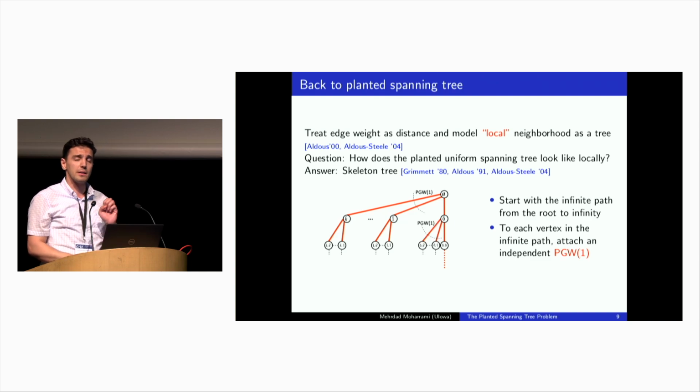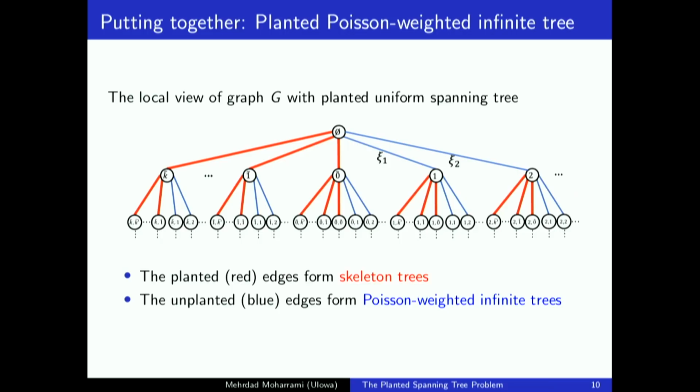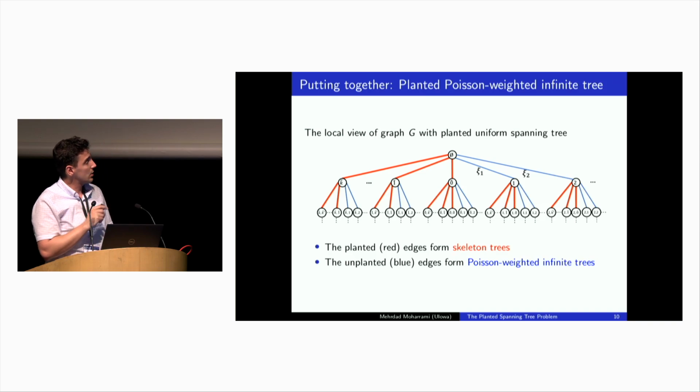Okay, now if we combine these two, I hope you will believe that the resulting graph should have the following property. On one side, each one should be part of a PWIT. On the other side, each one should be part of a different skeleton tree. These skeleton trees are going to meet each other at infinity. The proof here is a little bit technical, but it's basically an extension of the argument in PWIT and skeleton tree.